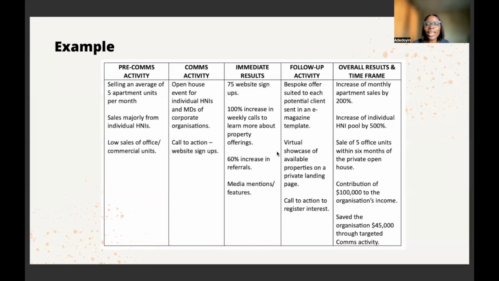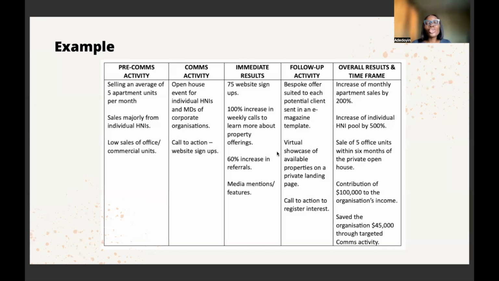And then you want to look at income. So this organization, by virtue of the increase in apartment sales and the five office units, maybe made $600,000. But knowing the amount that comms contributed to, you can say that you contributed $100,000 to the organization's income. There are ways to go about this, to break it down to the actual figures, right? And then maybe, for example, you did something that saved the organization $45,000 through a targeted comms activity.